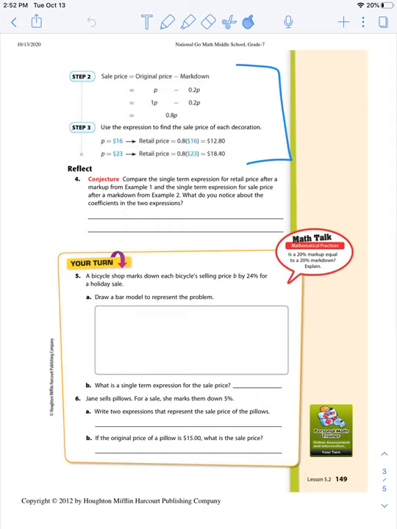So let's reflect on this a little bit. Compare the single term expression for the retail price after a markup from example 1 and the single term expression for the sale price of a markdown. What do you notice? Okay, so 0.8 is less than 1. And then when we were doing markups, it was more than 1. So if you increase, you're going to be multiplying by a number greater than 1. This is actually a good thing to write in our notes. Increase is greater than 1. And when we find a decrease, we're going to multiply by a number less than 1. Remember, it can't be negative, but it's going to be between 0 and 1.